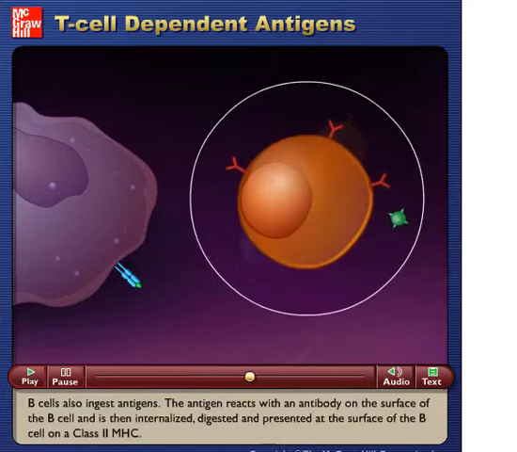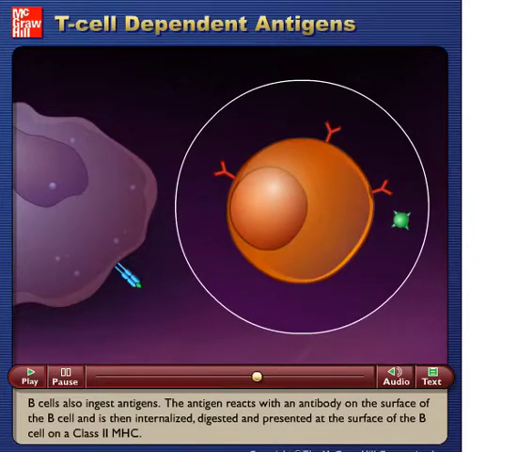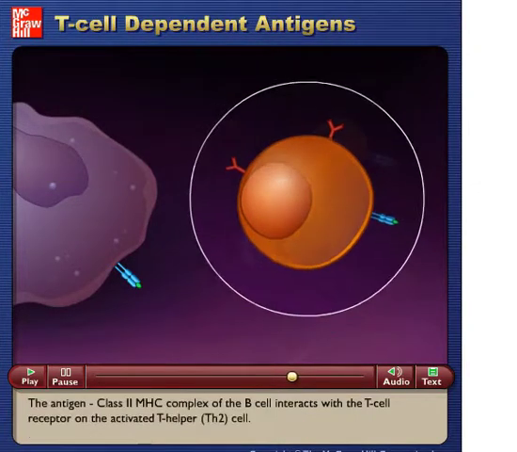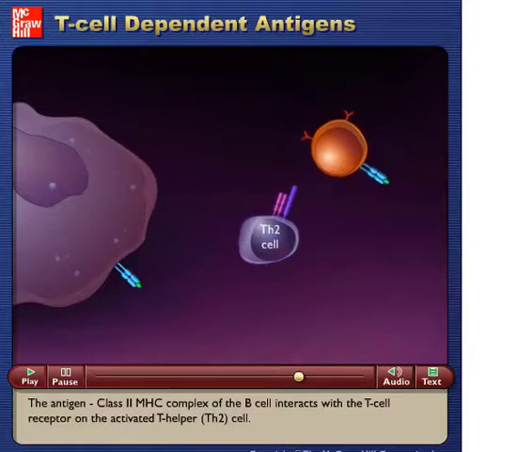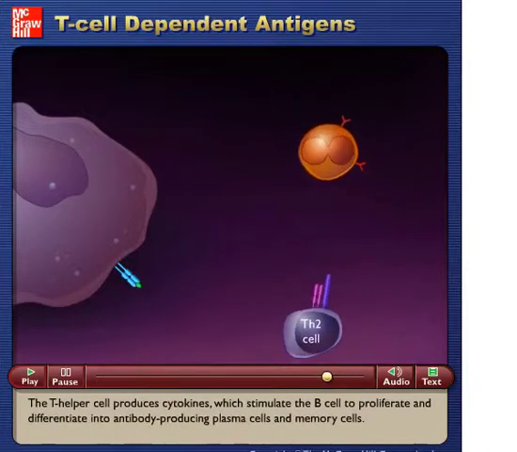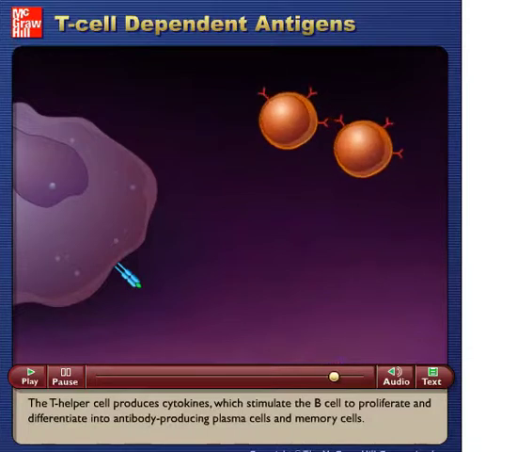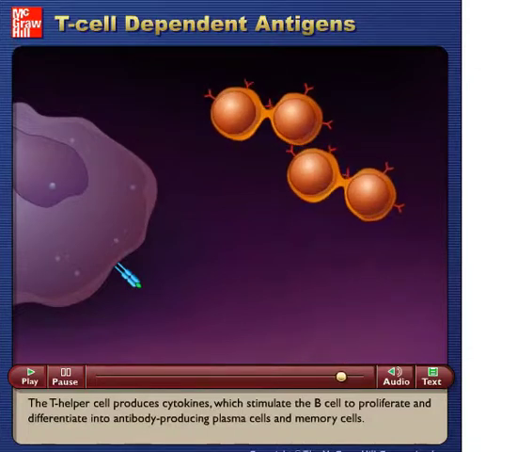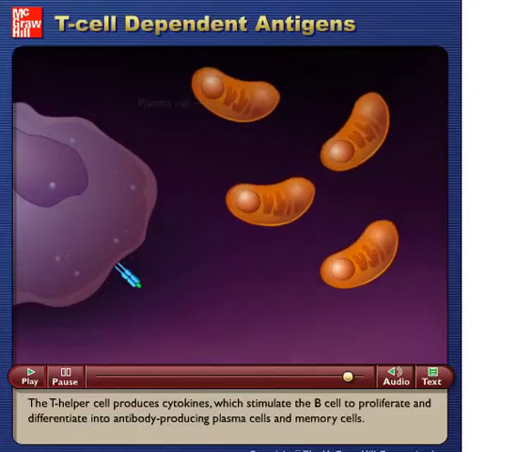B cells also ingest antigens. The antigen reacts with an antibody on the surface of the B cell and is then internalized, digested, and presented at the surface of the B cell on a class II MHC. The antigen class II MHC complex of the B cell interacts with the T cell receptor on the activated T helper Th2 cell. The T helper cell produces cytokines, which stimulate the B cell to proliferate and differentiate into antibody-producing plasma cells and memory cells.